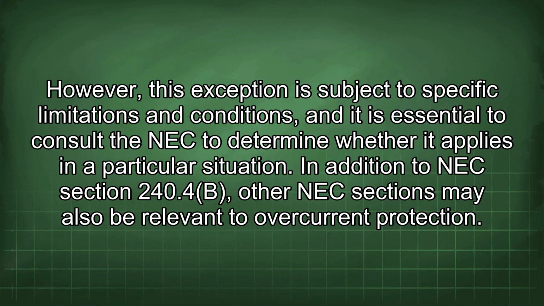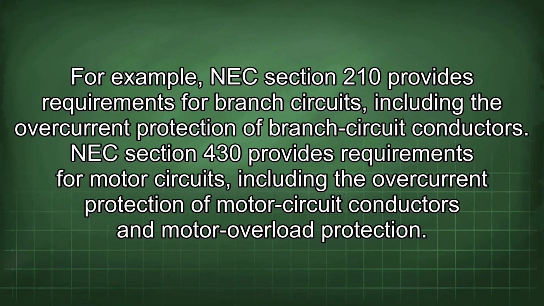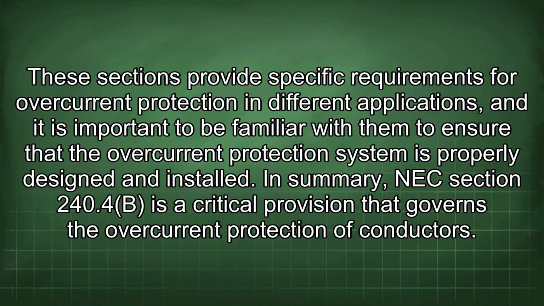In addition to NEC section 240.4(B), other NEC sections may also be relevant to overcurrent protection. For example, NEC Article 210 provides requirements for branch circuits, including the overcurrent protection of branch circuit conductors. NEC Article 430 provides requirements for motor circuits, including the overcurrent protection of motor circuit conductors and motor overload protection. These sections provide specific requirements for overcurrent protection in different applications, and it is important to be familiar with them to ensure that the overcurrent protection system is properly designed and installed.